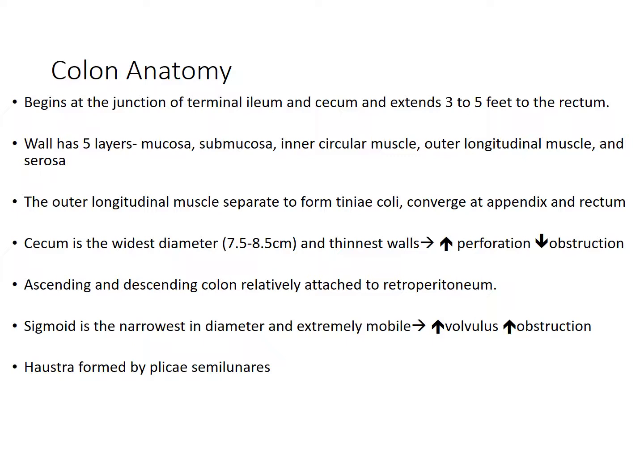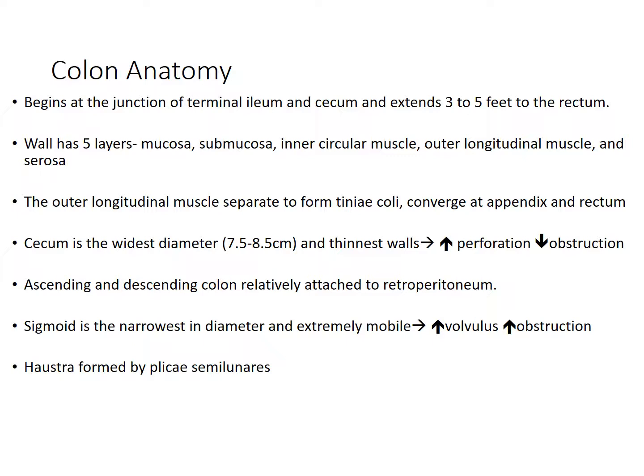So they can be useful during an appendectomy to identify the appendix. You can follow the taenia down until they converge. The cecum is the widest diameter of the colon, and it has the thinnest walls. So due to having the thinnest walls, it has the increased risk of perforation, but since it's the widest diameter, it has the lowest risk of obstruction.